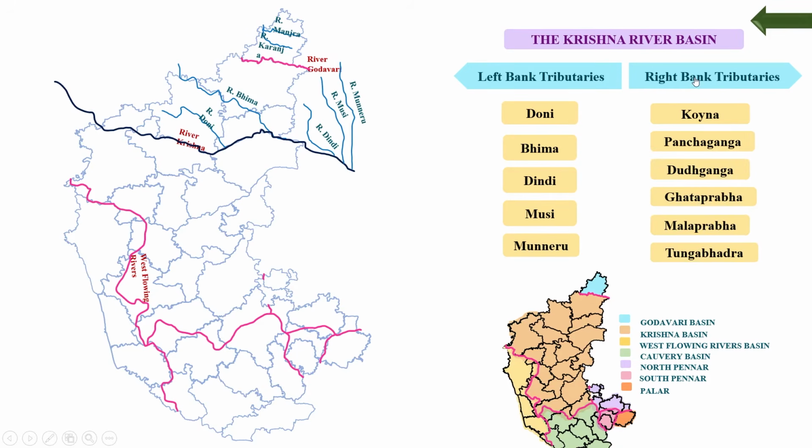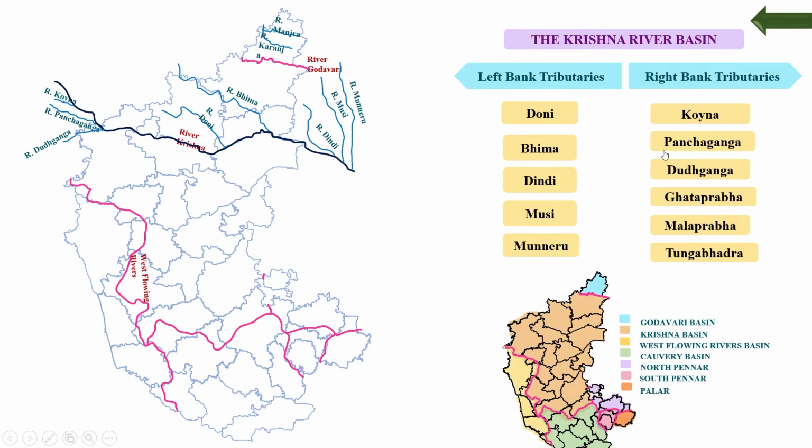Now, the right bank tributaries. Koina, very important because there is a Koina dam as well and Koina wildlife sanctuary. It joins Krishna very close, in Maharashtra itself. Next, we have 2 of them, Panchganga and Dudhganga. Panchganga, Dudhganga both join Krishna in the earlier stage of the Krishna river itself.